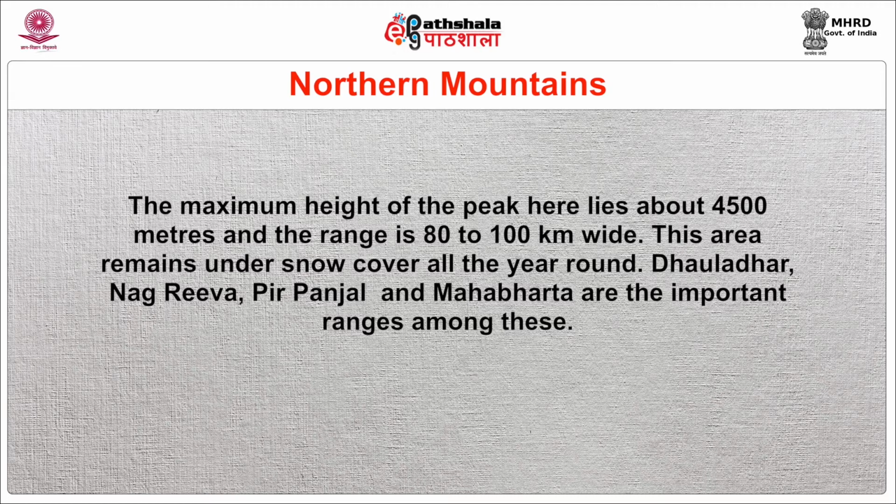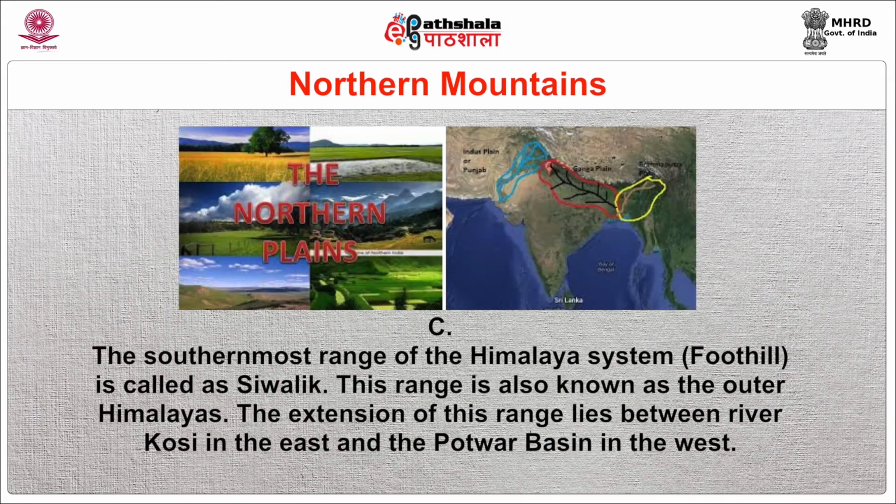Dhauladhar, Nagtibba, Pir Panjal and Mahabharata are the important ranges of this area. Then the third is the southernmost range of the Himalaya system, in the foothills, called the Shivaliks. This range is also known as the Outer Himalayas.